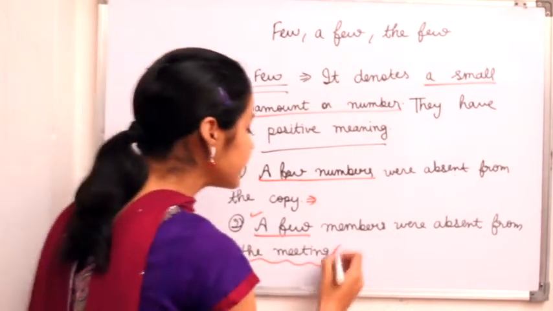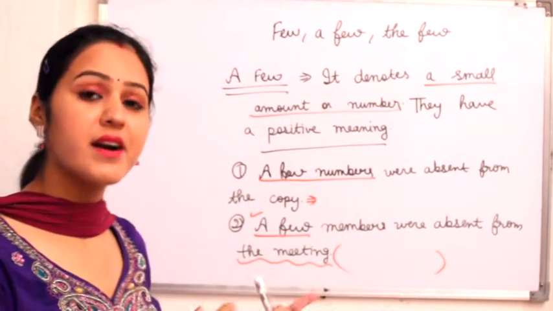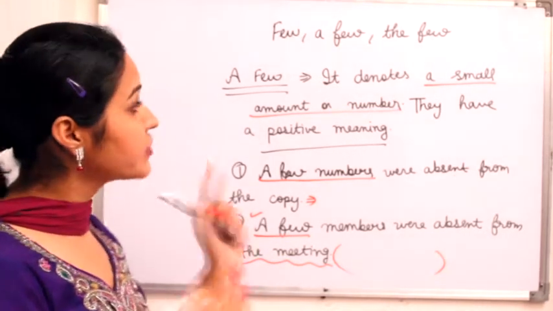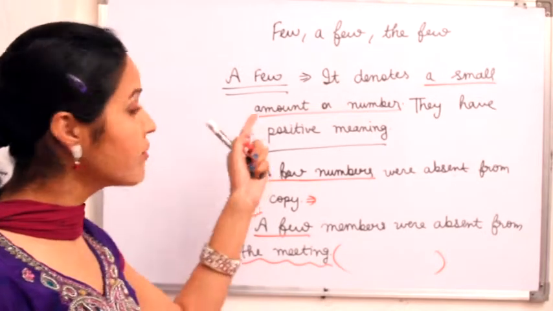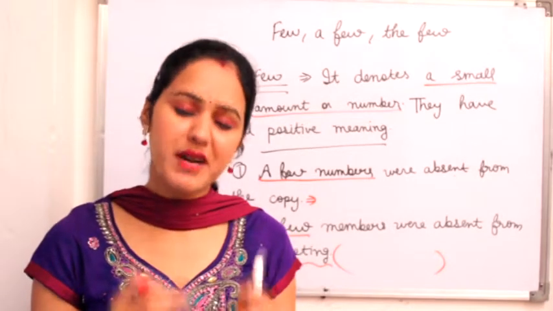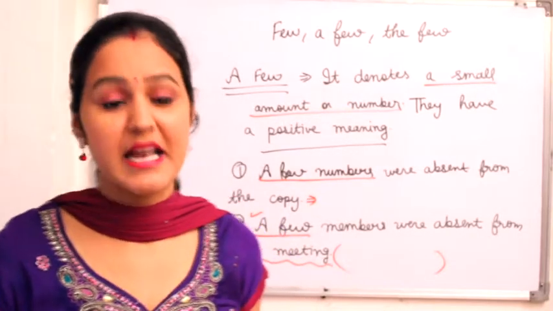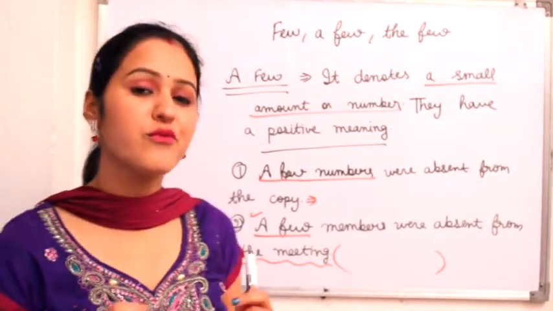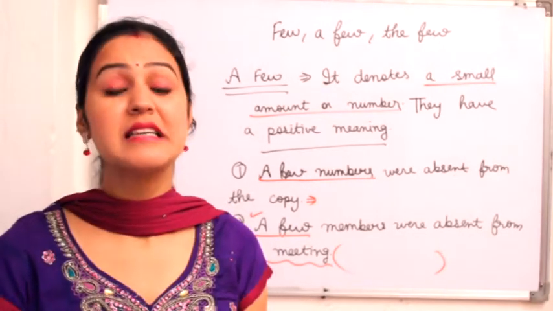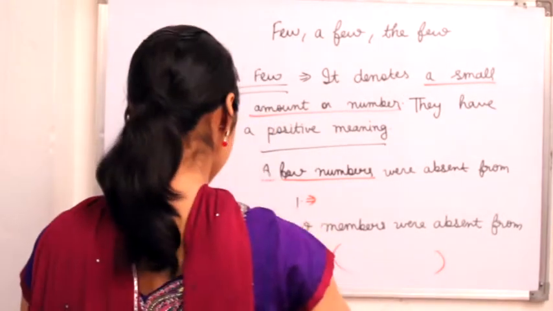So it is clear that certainly, definitely some members were absent from the meeting, and it denotes a small amount or number. It means not all the members were absent, but some members, a few members, were absent from the meeting. That's why I use a few here. Now I explain why we utilize the few. So now I explain about the few.